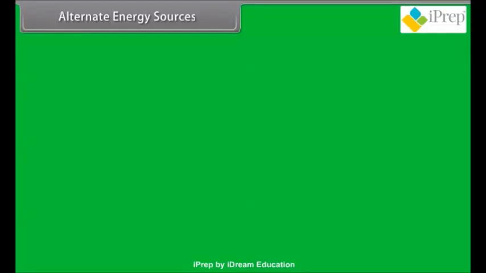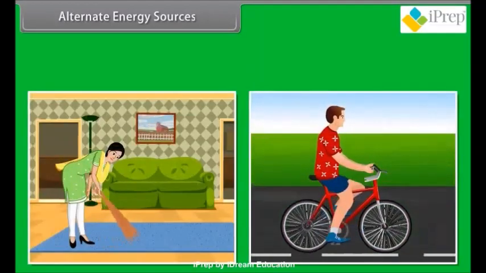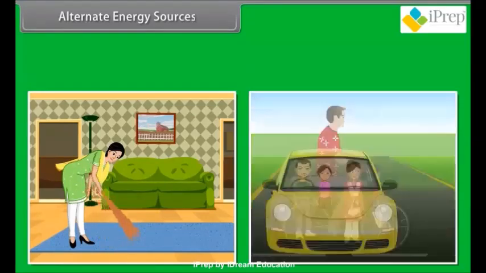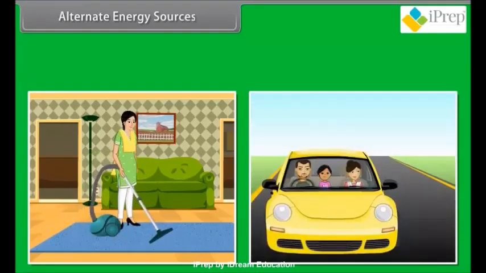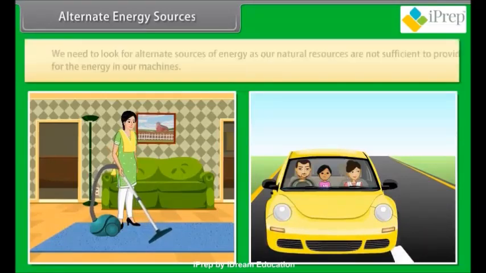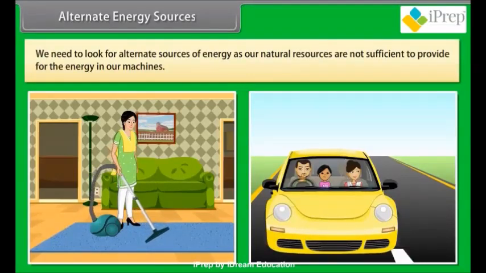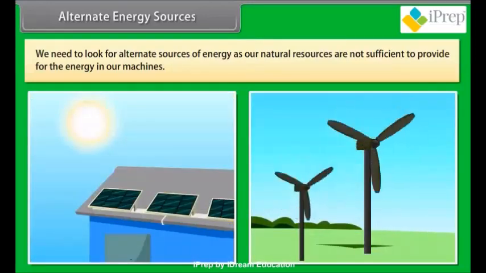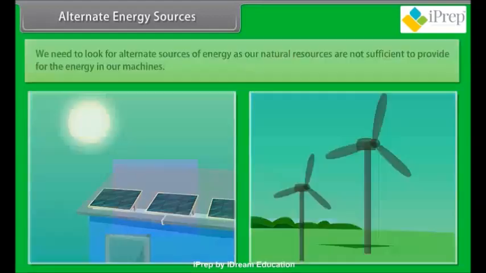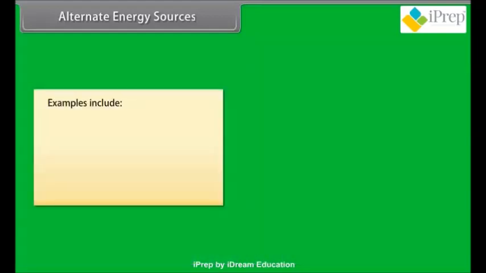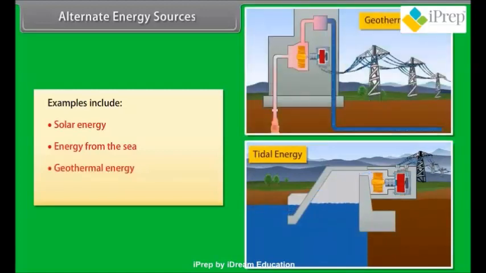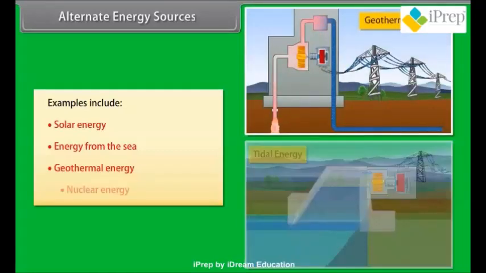Alternate energy sources. As we progressed, our day-to-day life activities also changed. We now get most of our work done by machines. Due to this, we need to look for alternate sources of energy, as our natural resources are not sufficient to provide for the energy in our machines. Examples include solar energy, energy from the sea, geothermal energy, nuclear energy.